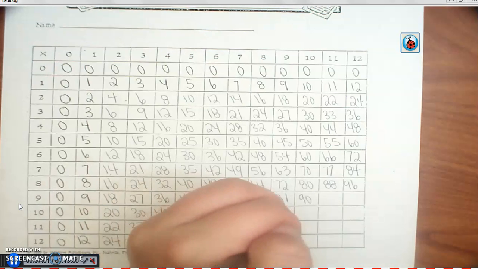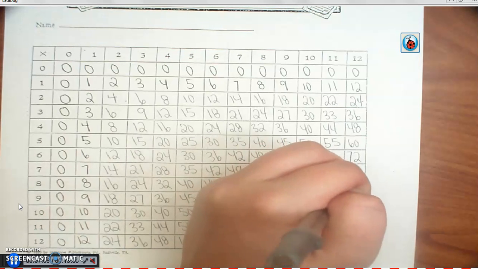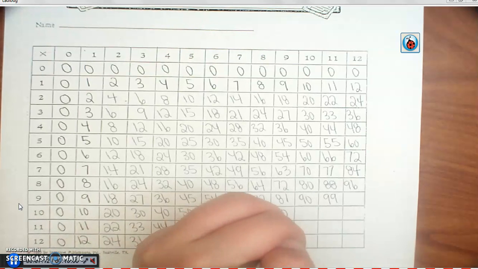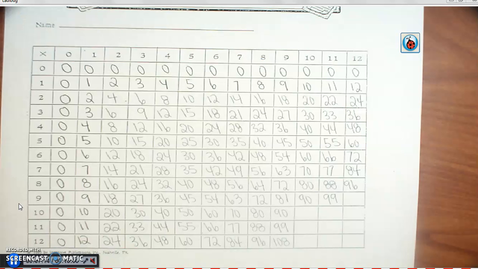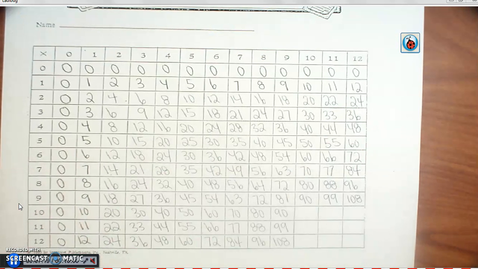9 times 11, 99. And I'm going to write it up here too. It's the same answer. 9 times 12. I'm going to add 12 to this, or I'm going to add 9 to that. Either way, I get 108. 108. And I'm going to write it up here too because that's the same answer.